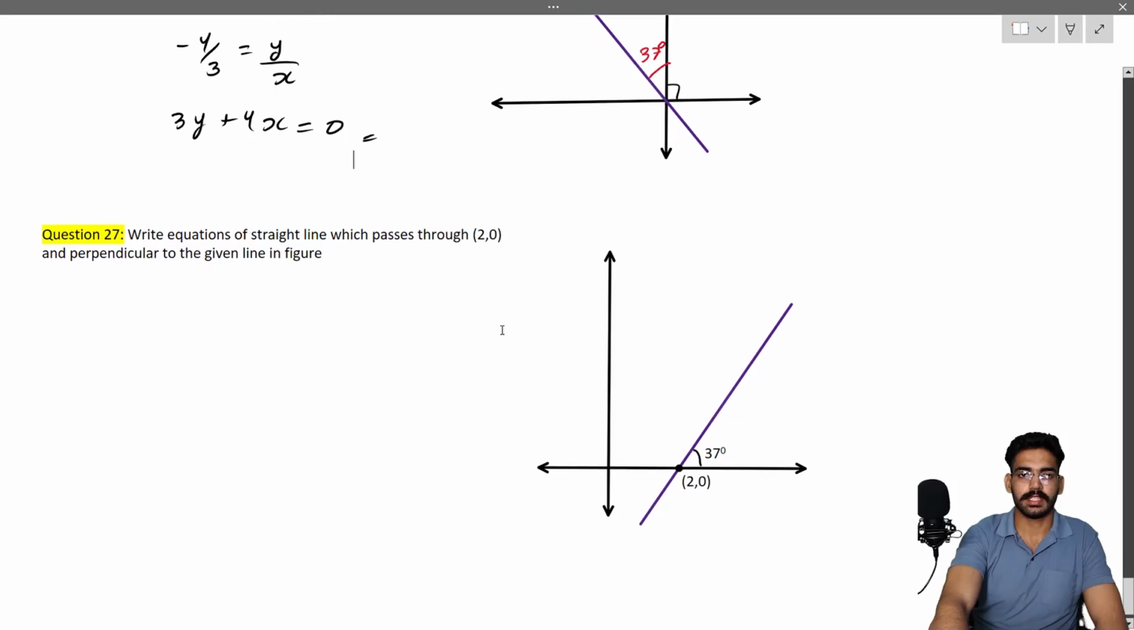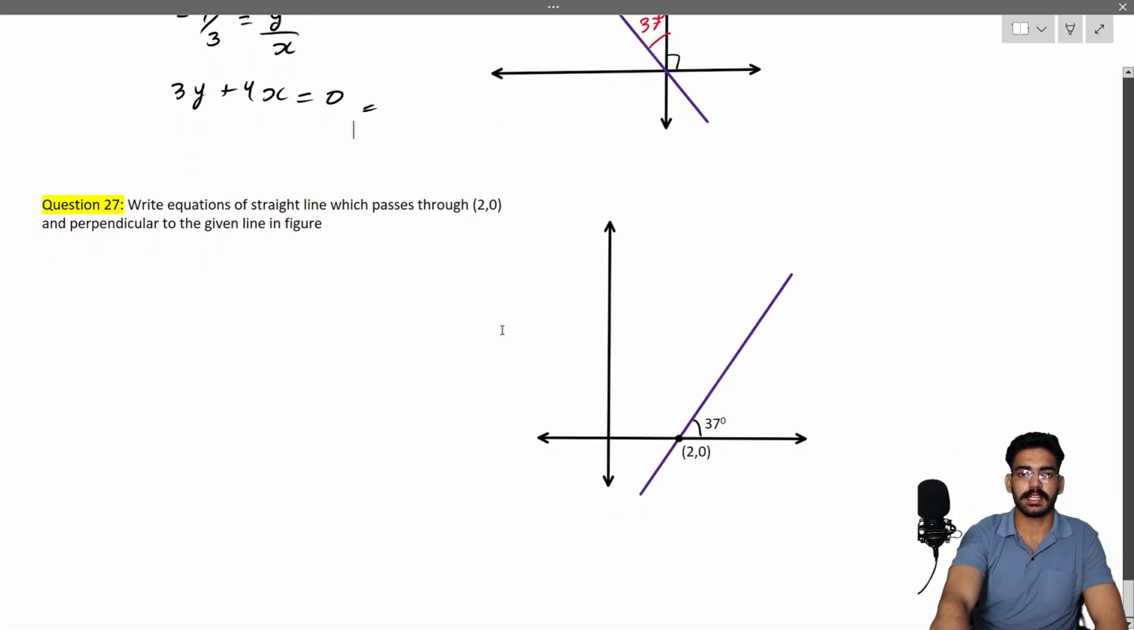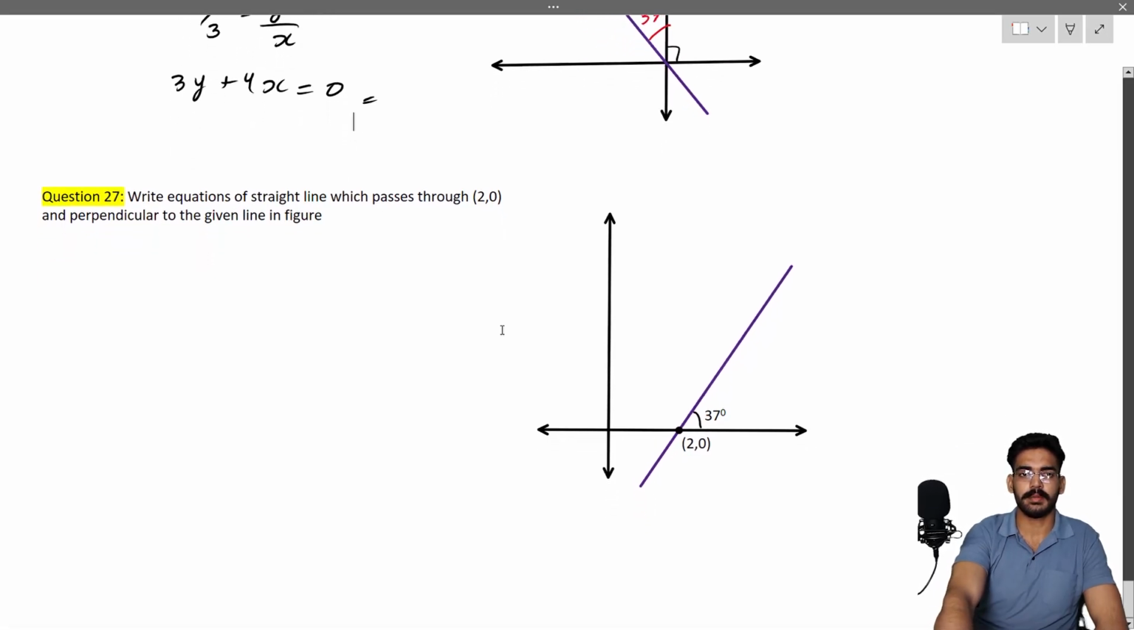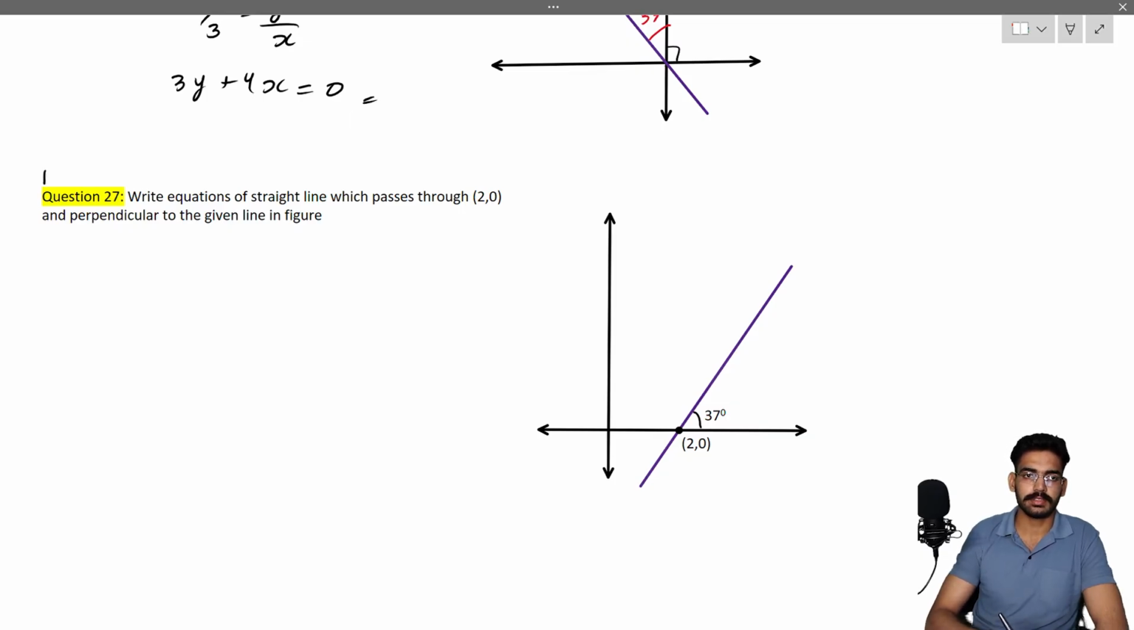Now let's go for the next thing. Write equation of a straight line which passes through 2 comma 0 and perpendicular to the given line in figure. Now this is a very good question. Very good question we have here. Okay. Write equation of a straight line passing through 2 comma 0. So one point is given, it passes through 2 comma 0 and perpendicular to the given line in figure. So perpendicular to this line. Okay. Pause the video and try to do the question.